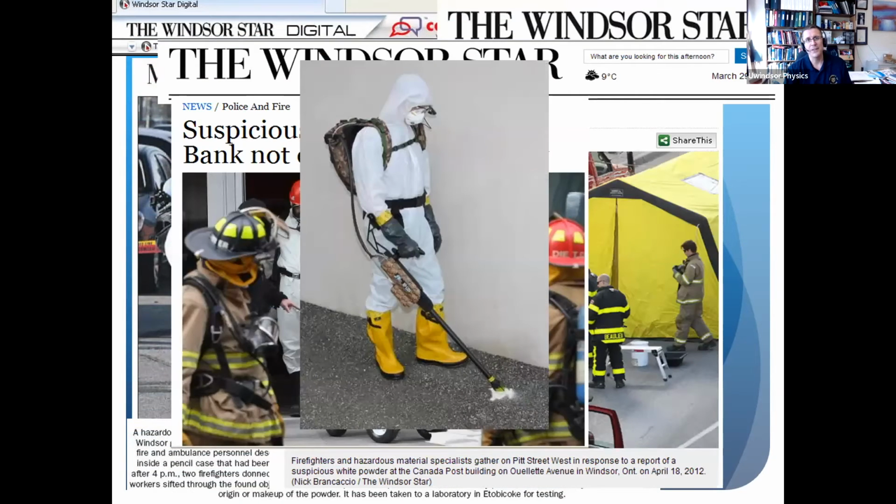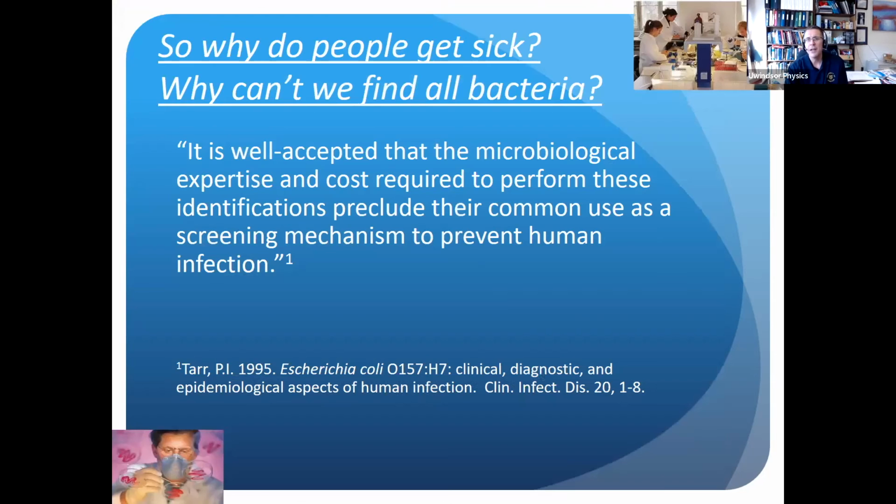So maybe something like this. I'm just saying, this has been built. This is the goal we're going towards. And so that's how I got interested in bacteria. And it would be great if we could screen everything for contaminations of bacteria.